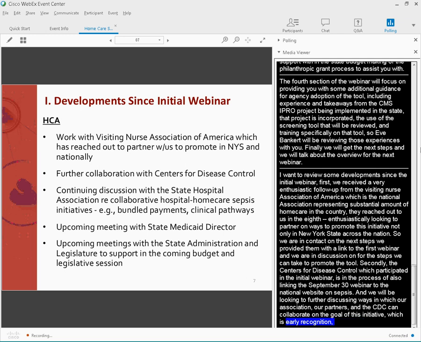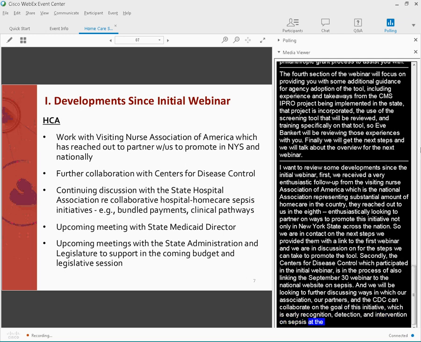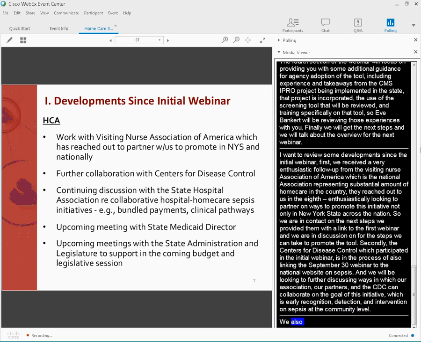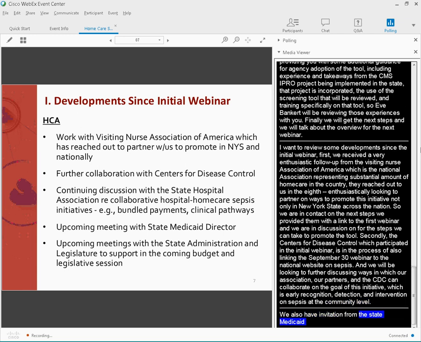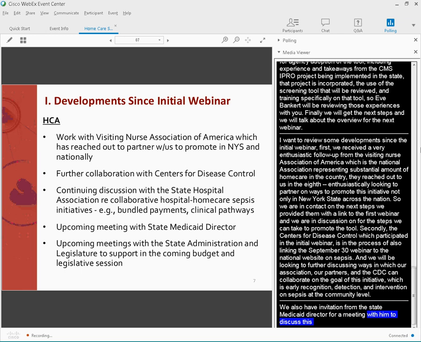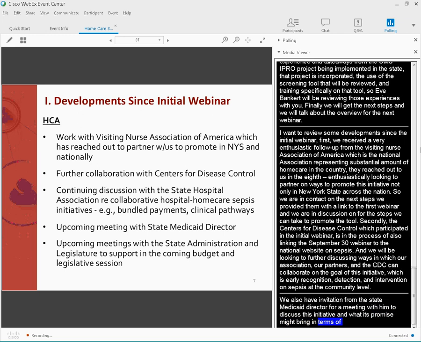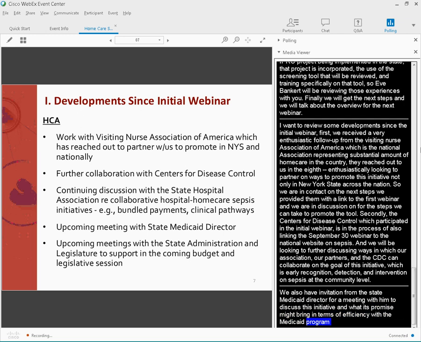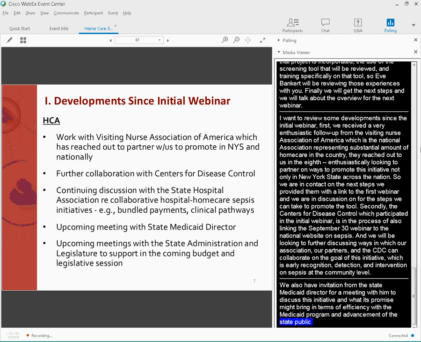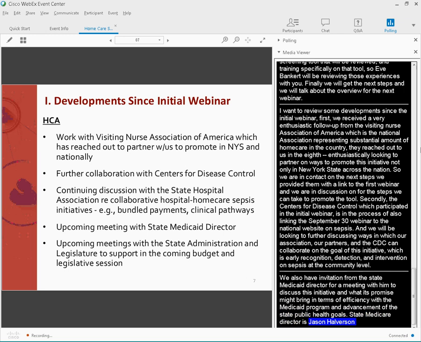We also had an invitation from the state Medicaid director for a meeting with him to discuss this initiative and what its promise might bring in terms of efficiency within the Medicaid program and advancement on the state's public health goals. The state Medicaid director is Jason Helgerson. We spoke about this initiative 2 days ago, and we're in the process of scheduling that meeting.